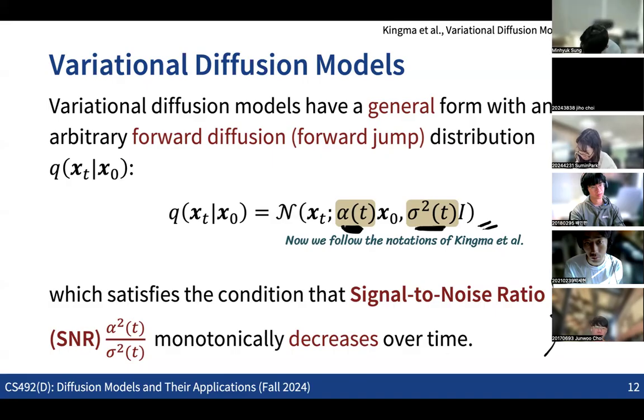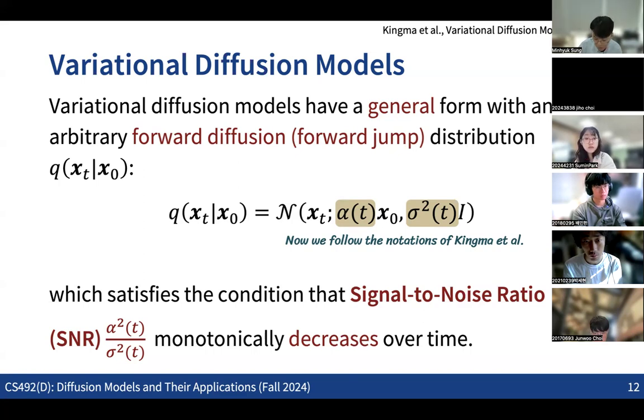The only condition when you define the scaling term and the variance is what we call the signal-to-noise ratio. When you look at the ratio between the scaling term and the scaled variance here, if this ratio monotonically decreases over time, then this is a diffusion model for which we can do the forward process and the reverse process. So this is the more general form of diffusion models. And we're going to see what special cases of this are. DDPM and DDIM are special cases of this, right?